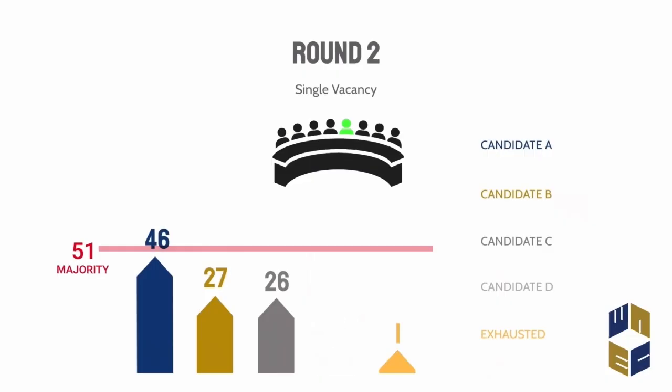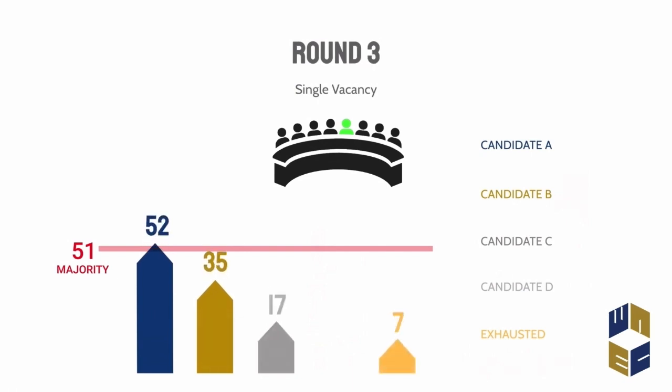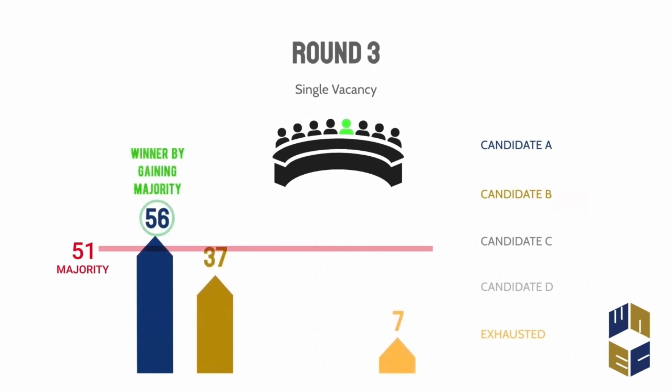After redistributing second preferences, no candidate has yet reached an absolute majority. The process continues. The next candidate with the lowest vote total is excluded, and their votes are redistributed according to their preferences. Following this round, candidate A receives enough votes to reach the absolute majority and is declared elected.